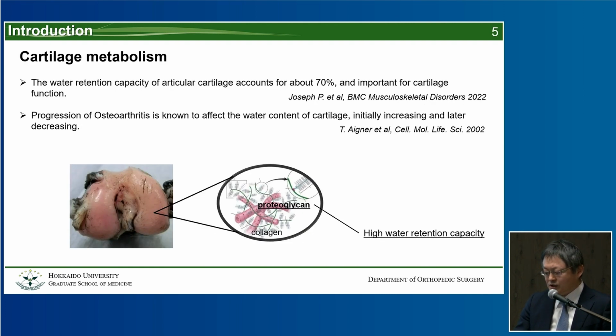The water retention capacity of articular cartilage accounts for about 70% and is important for cartilage function. In addition, the progression of osteoarthritis is known to affect the water content of cartilage, initially increasing and after that decreasing. Based on these facts, the ability of articular cartilage to retain water is thought to play an important role in cartilage health.